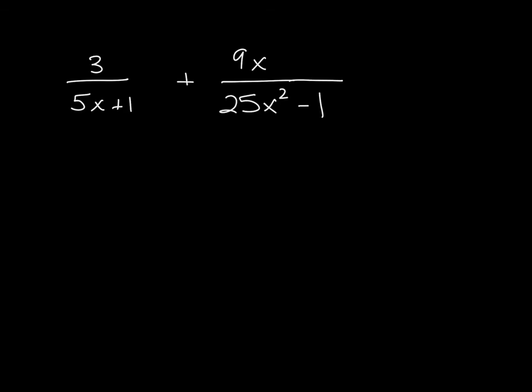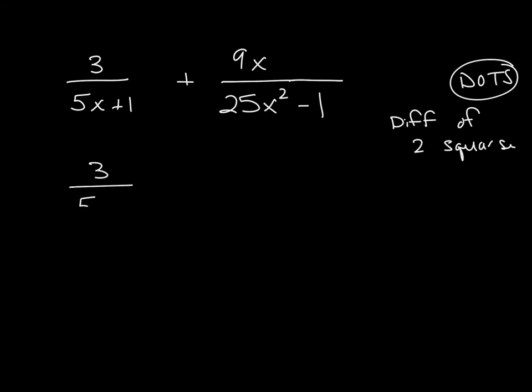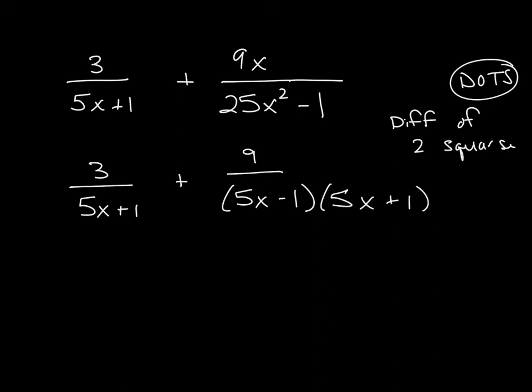All right, so we have another pair of fractions here. What you need to be able to see with this first is that that second fraction can be factored, and that's actually the difference of two squares. In my notes, you're going to see DOTS, or dots, sometimes when I refer to the difference of two squares. So I'm going to first go through and factor that. So that's going to be 3 over 5x plus 1 plus 9x over 5x minus 1 times 5x plus 1. Oops, make sure I have that x in there in the numerator.